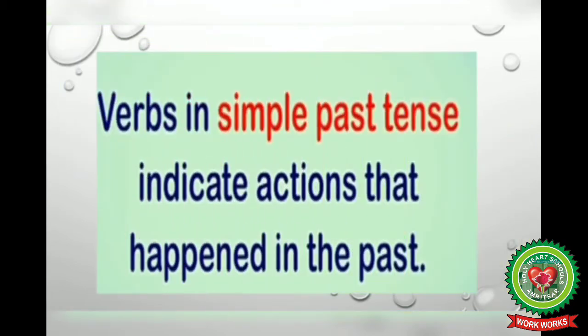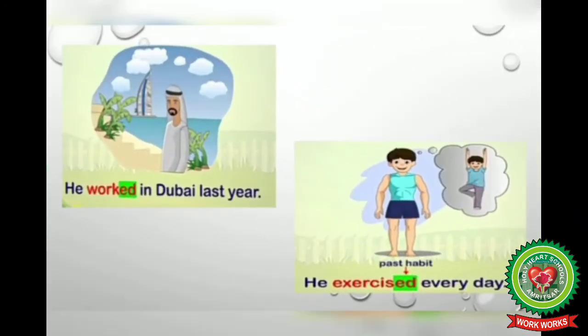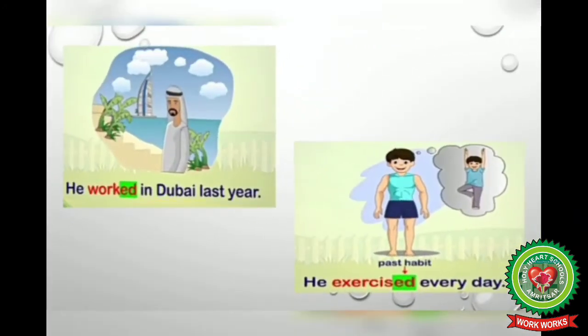Now moving on to our second tense, that is simple past tense. So verbs in simple past tense indicate actions that happened in the past. Now let us discuss some examples. He worked in Dubai last year. Last year in a sentence indicates that an action happened in the past and worked is a past form of verb work, so it is your past tense. He exercised every day. Exercised in a sentence indicates past habit of a person, so it is your past tense.